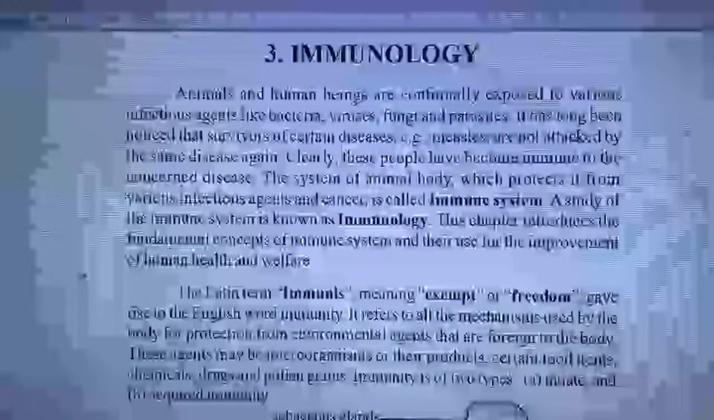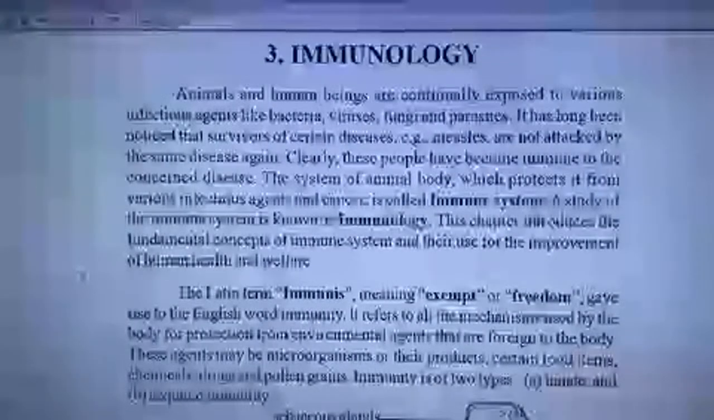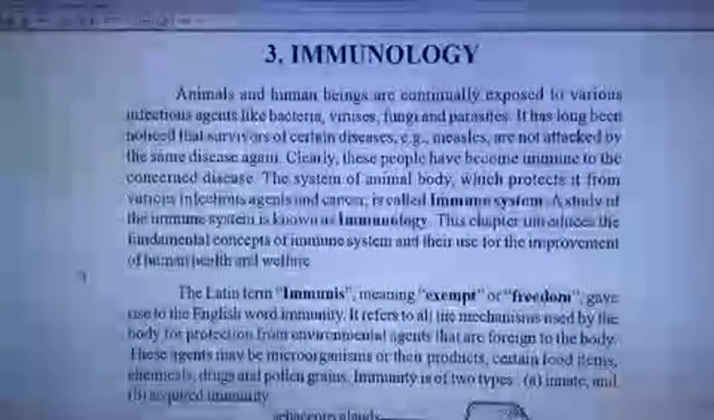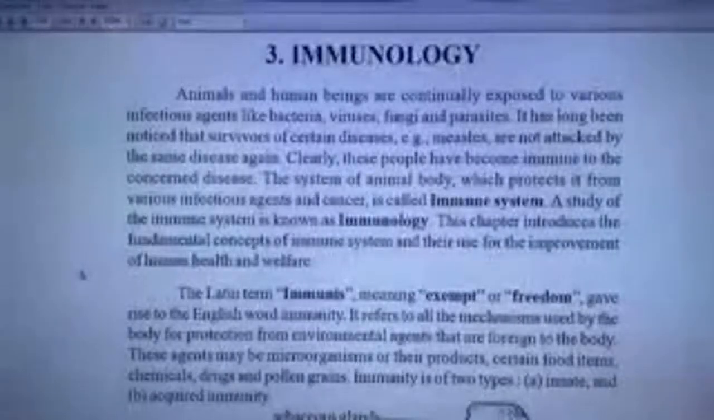And parasites. We will notice, however, that certain diseases, for example smallpox, are not attacked by the same disease again. Clearly, these people have become immune to the concerned disease. The system of the animal body, which protects it from various infectious agents and cancer, is called the immune system.